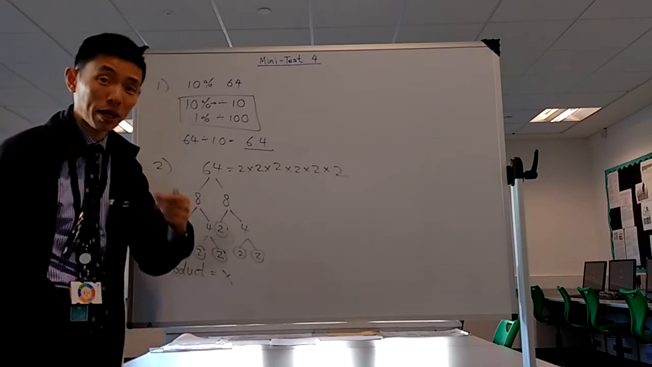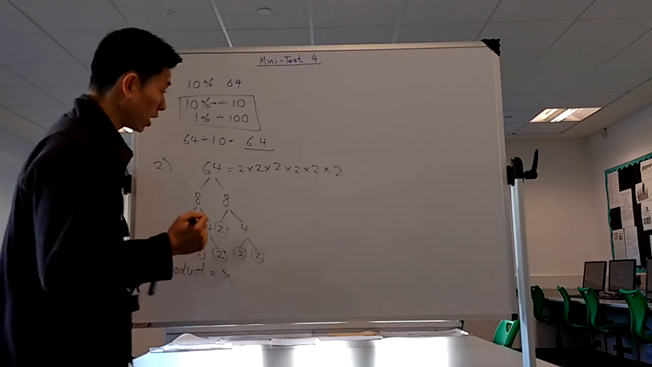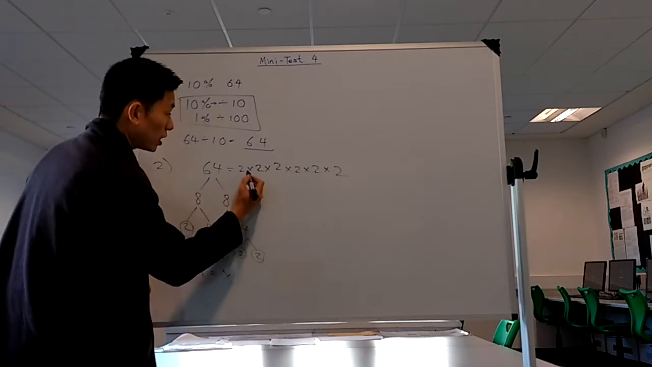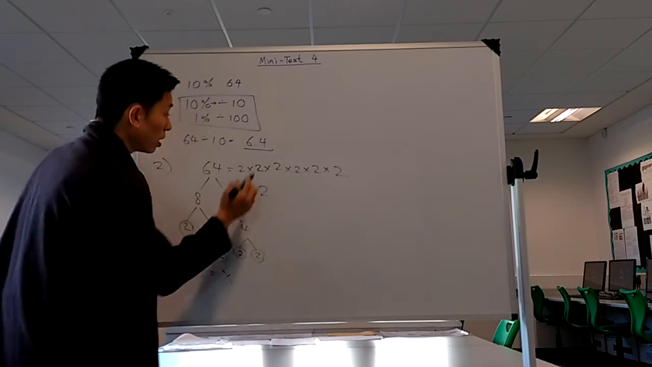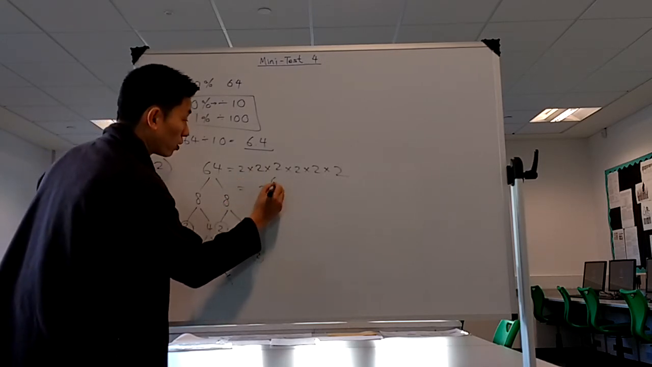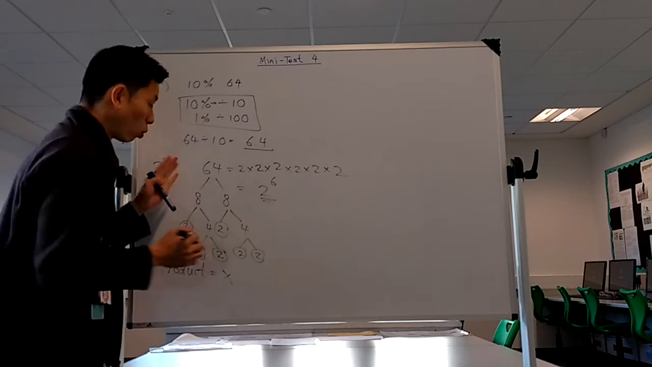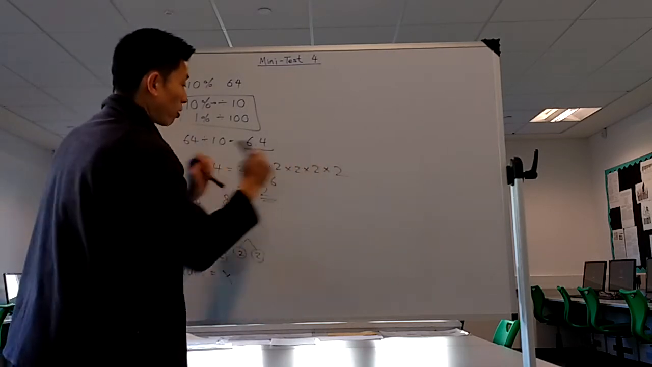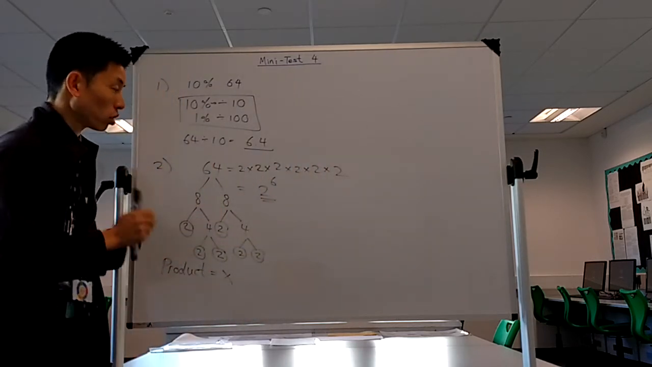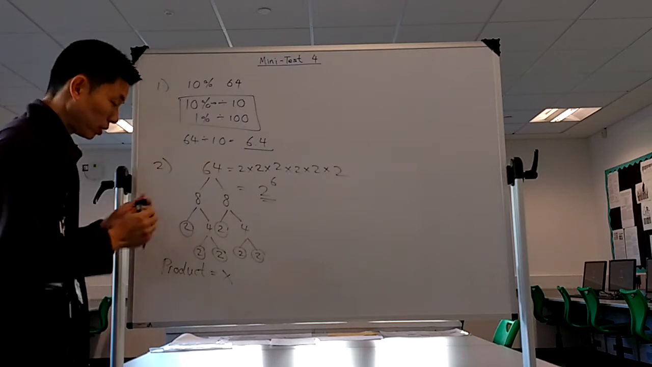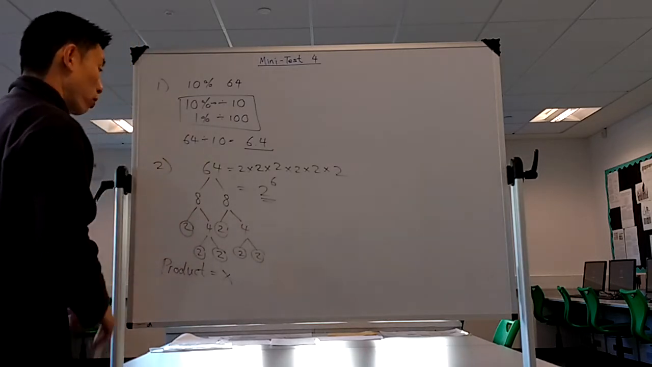Now, if you want to be a bit smart and impress the examiner, you can write this using indices, and it's 2 to the power of 6. So 1 mark for this and 1 mark for the answer. So it's very important to show working. Now on to question 3.